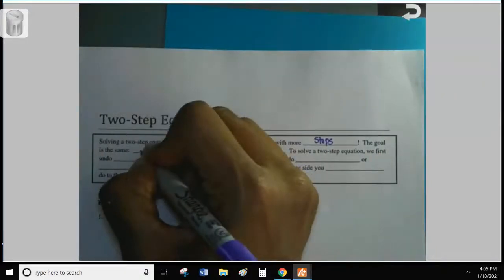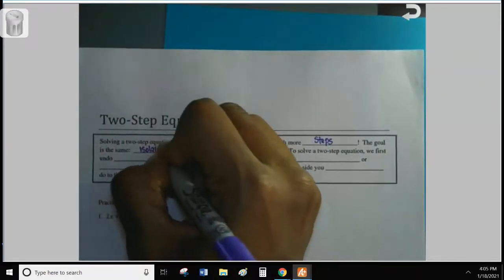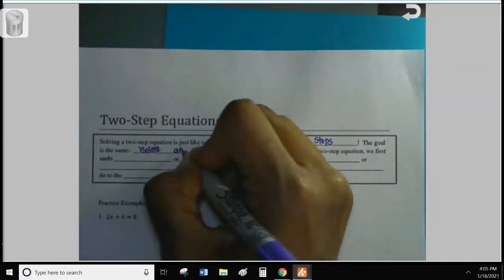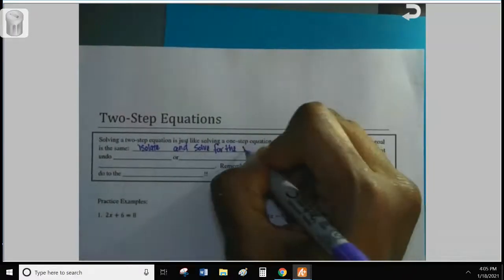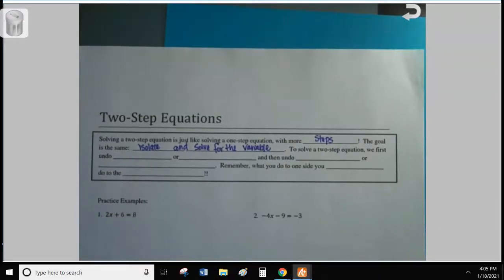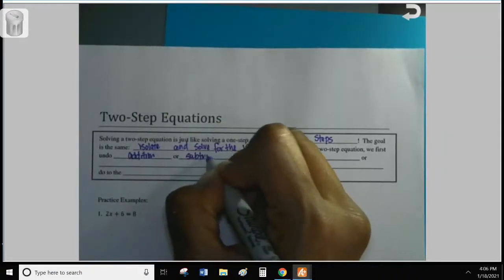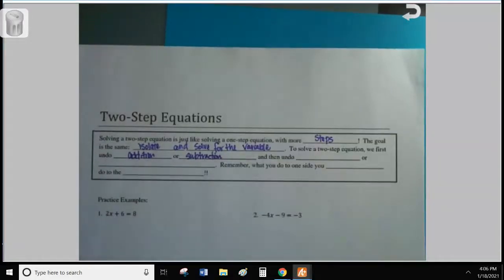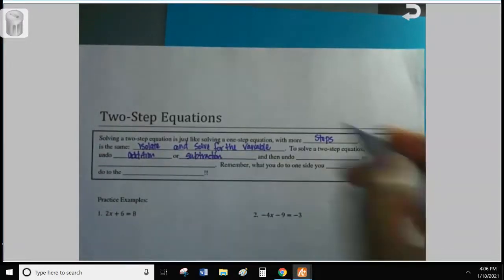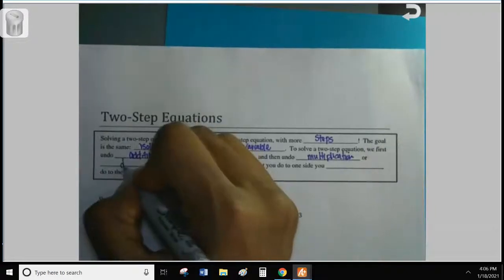Our goal is to isolate and solve for the variable. To solve a two-step equation, we first undo. We always want to undo addition or subtraction, and undo is just another word for inverse. So we want to do the inverse of addition or subtraction, and then we want to undo any multiplication or division.